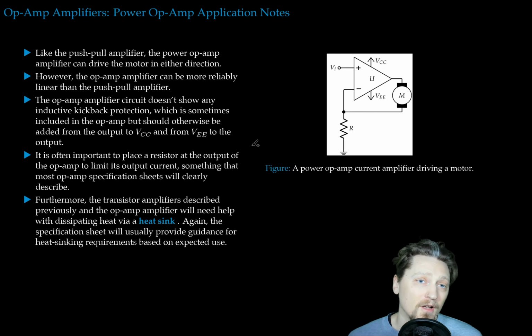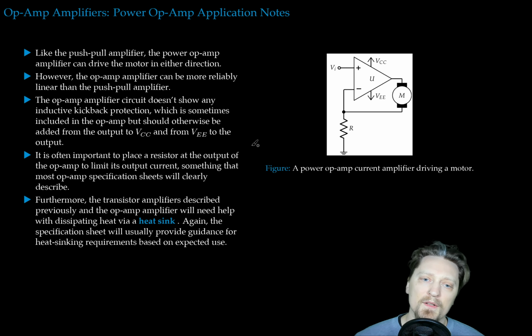Okay, some application notes on power op-amps. Like the push-pull amplifier, the power op-amp amplifier can drive the motor in either direction. However, the op-amp amplifier can be more reliably linear than the push-pull amplifier. The op-amp amplifier circuit doesn't show any inductive kickback protection in the circuit diagram, which is sometimes included in the op-amp, but should otherwise be added from the output to VCC and from VEE to the output.